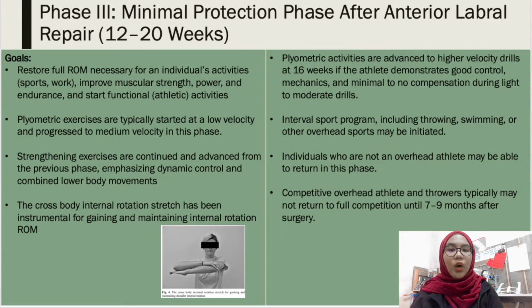In the third phase of this protocol, which is the minimal protection after the repair, the goals are to restore full ROM and improve muscle strength necessary for sport or work. First, plyometric exercise can be initiated, starting with low velocity and then progressing to medium velocity. Strengthening exercise is continued, advanced from the previous phase. Cross-body internal rotation stretch can be done to maintain internal rotation range.